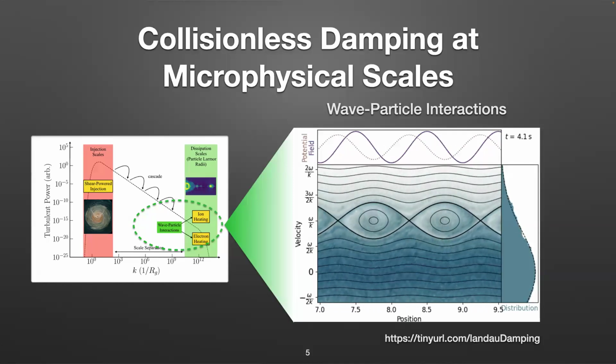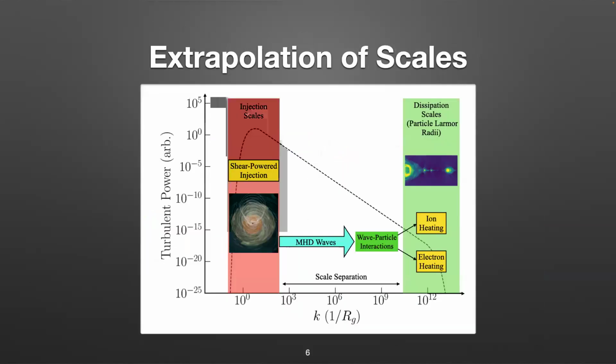So what is pumping waves into the system? Well, it's actually the left end of the power spectrum, right? Turbulence is driven by global dynamics in accretion flows and pumps energy into these magnetohydrodynamic waves. And these waves cascade down to much smaller scales and undergo collisionless damping processes or particle resonances that pump heat into the ions and electrons, leading to observational signatures.